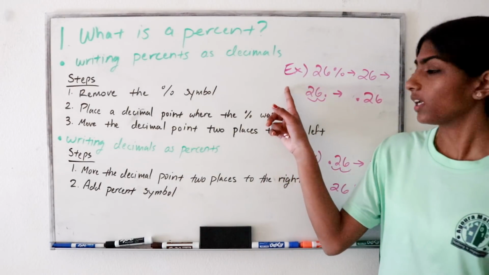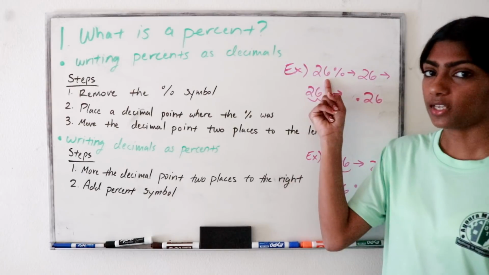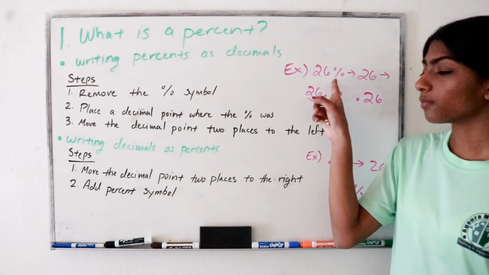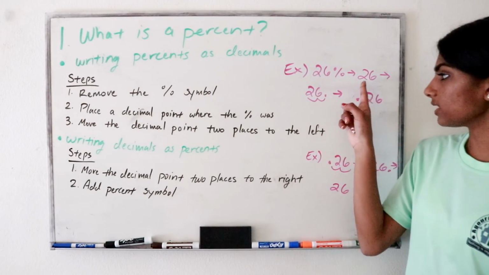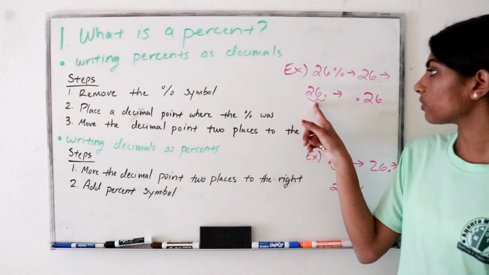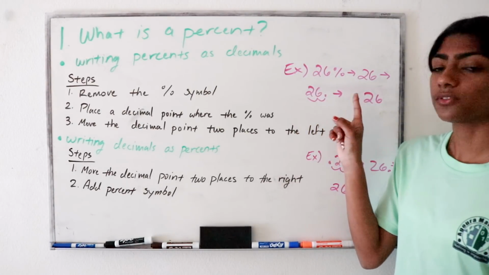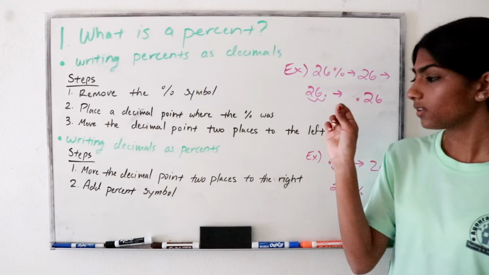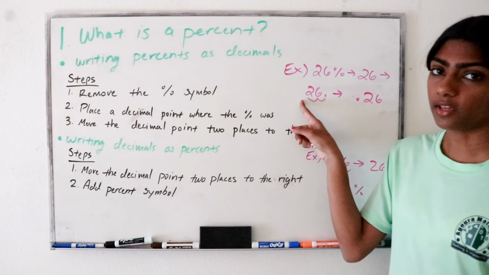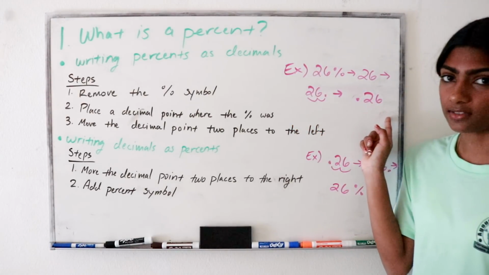So let's look at this example right here. Let's turn 26% into decimal form. First thing we're going to do, remove the percent symbol right here, 26. Then we're going to move the decimal point 2 places to the left. So since it's just 26, there's a decimal point at the end. And move that 2 places to the left, and we get 0.26 as our answer.